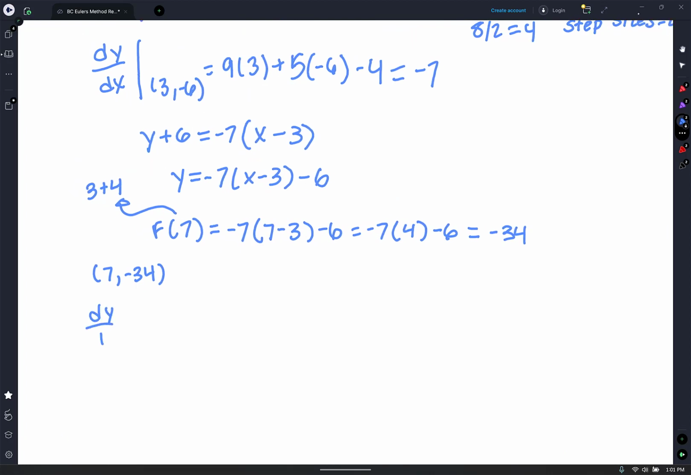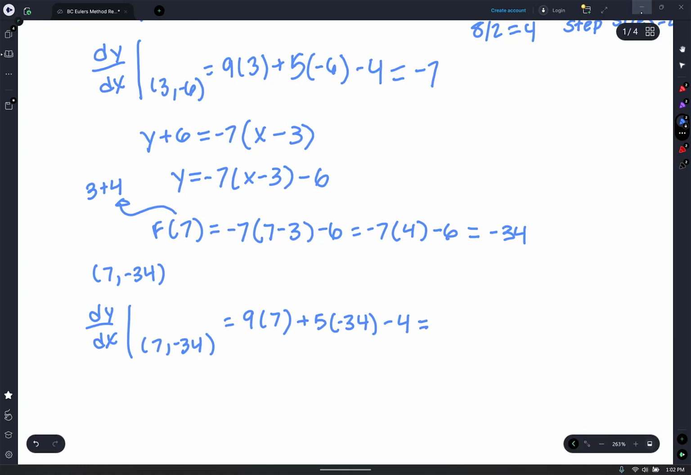dy/dx at (7, negative 34) is equal to 9 times 7 plus 5 times negative 34 minus 4. Okay, let's bust out the calculator.